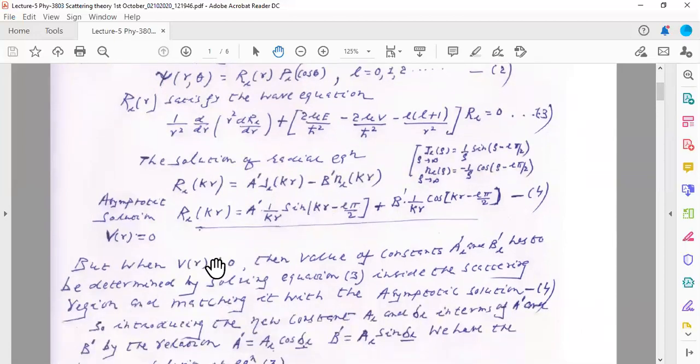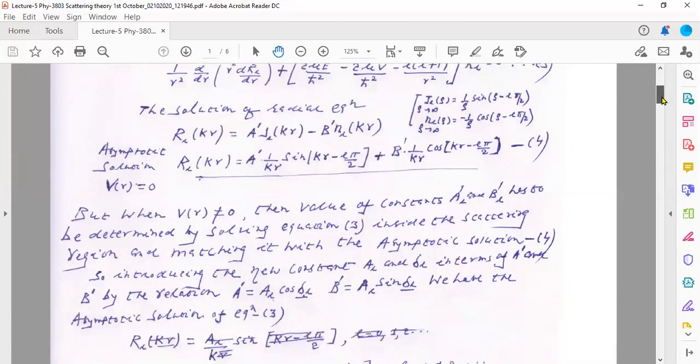You see, when V of r is not equal to 0, then the values of the constants a dash and b dash have to be determined, because a dash and b dash are the values which we defined when V of r is equal to 0. When you want to write the solution for the radial part in presence of the potential, the constant a dash will be altered, the constant b dash will be altered, and we have to define new constants. So we are introducing two constants.